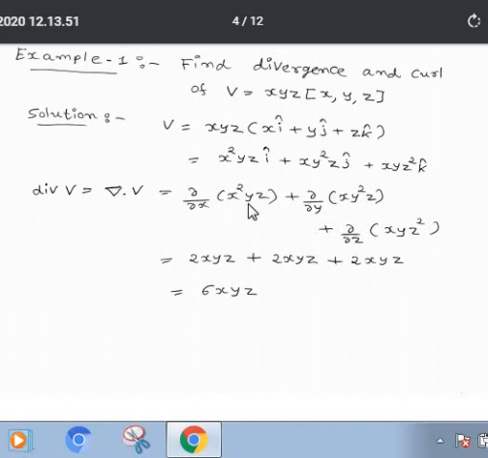The partial derivative of this function with respect to x, so yz will be constant and derivative of x square is 2x. Now partial derivative of xy square z with respect to y, xz will be constant and derivative of y square is 2y, and partial derivative of xyz square with respect to z, xy is constant and derivative of z square is 2z. And if you find the total, the result is 6xyz. So this is the divergence of given vector field V.